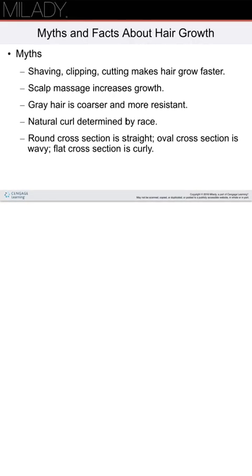Discuss some of the myths and facts about hair growth. These are some myths. Shaving, clipping, or cutting makes the hair grow faster. Scalp massage increases growth. Gray hair is coarser and more resistant. Natural curl is determined by race. A round cross section of a hair is straight, an oval cross section is wavy, and a flat cross section is curly.